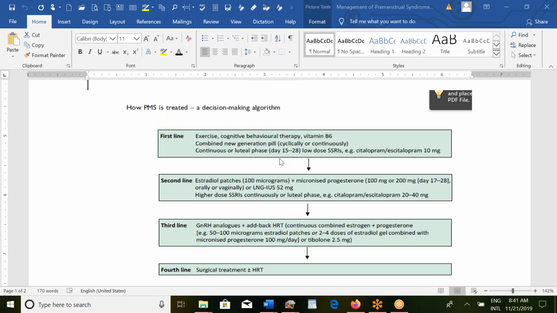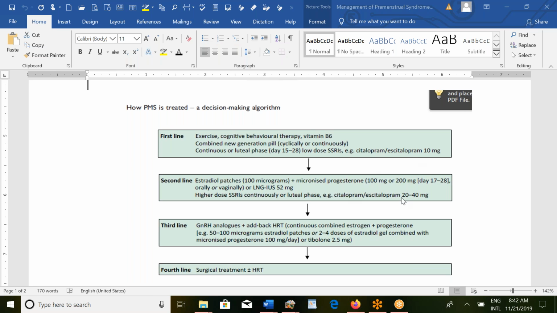If she is benefiting, continue her on that. If she's not, then you will say that you will give her estradiol patches plus micronized progesterone, which can be given in the luteal phase, day 17 to 28, orally or vaginally. Then you can give her levonorgestrel, then higher dose SSRIs. Commonly, they will be given continuously or in the luteal phase.